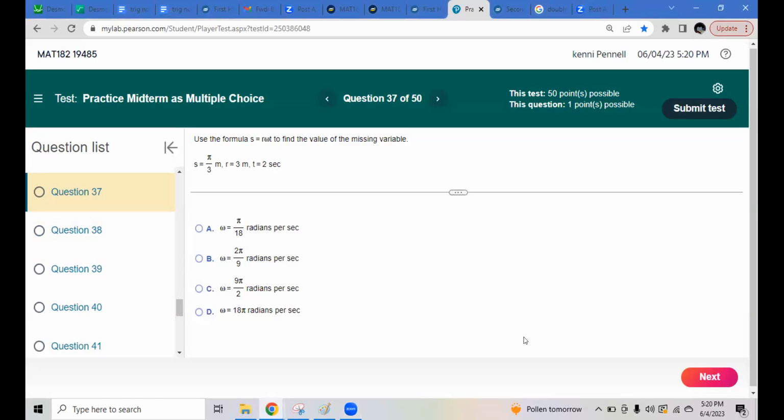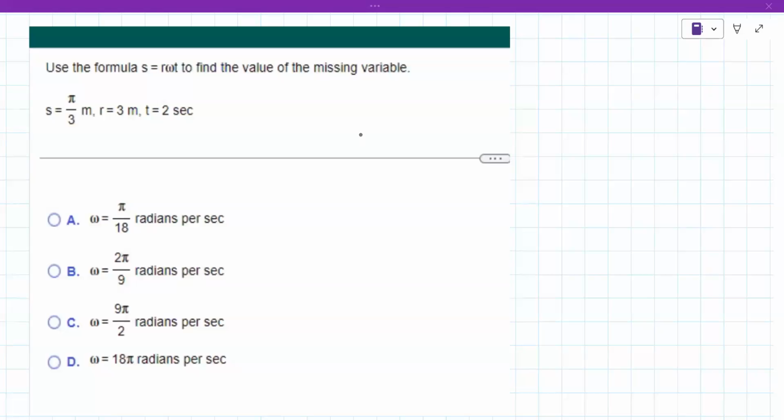Okay. They give you S, R, and T, and they want you to find W. So you're just solving for that middle letter there. Okay, so I just plugged, okay, let me write that down. All right, so S equals pi of 3, equals... R is 3, 2.